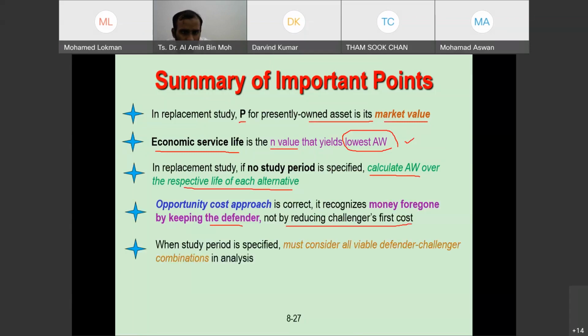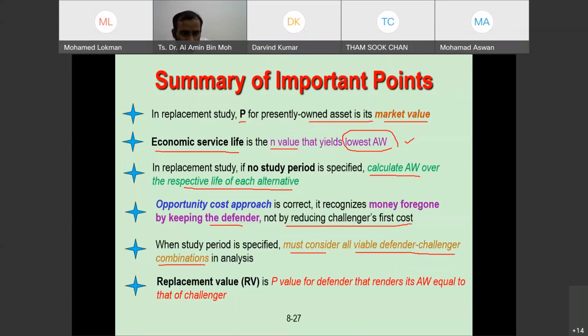If the study period is specified, we need to consider all viable defender-challenger combinations in the analysis. We looked at it just now. And finally, the replacement value is the P value for the defender, so we just relabel it as RV in order to identify it. So we need to equate the AW of the challenger and also the defender.